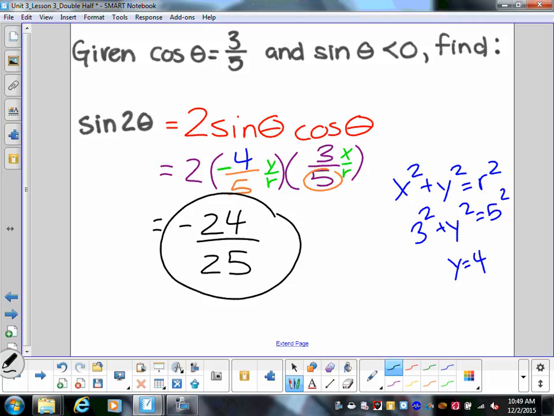So what we're doing here is, if I have some angle in standard position, and I know that its cosine is 3/5, and then its sine value is negative, then we also know that the sine of 2 times that angle is negative 24 over 25. So we didn't even have to know the angle to figure out the sine of twice.